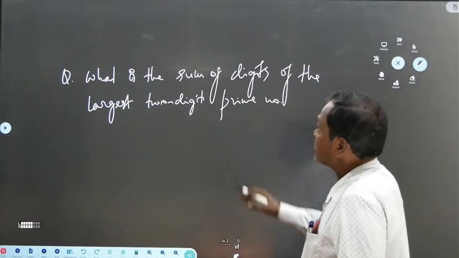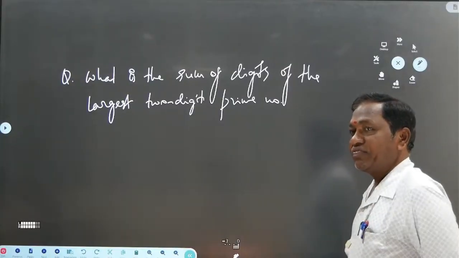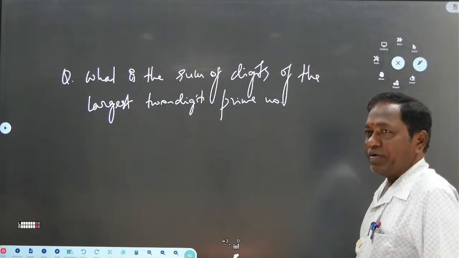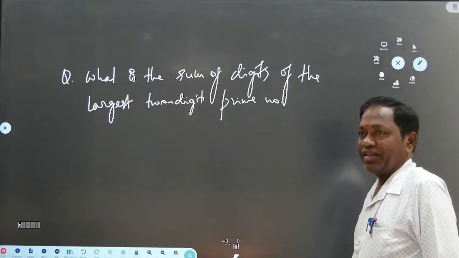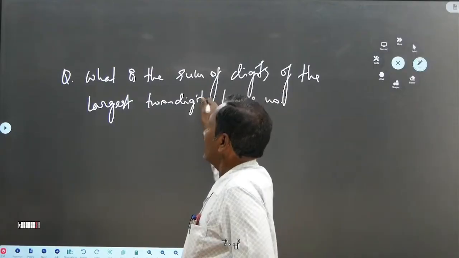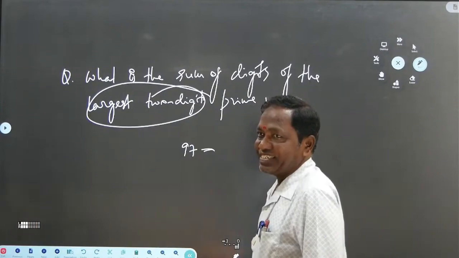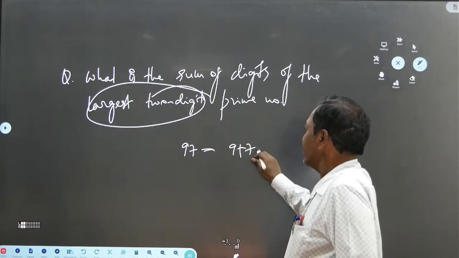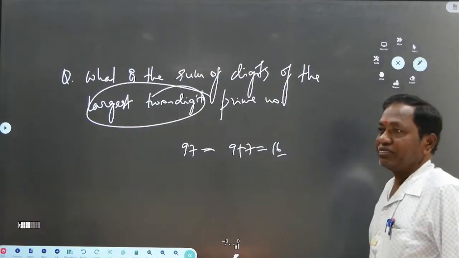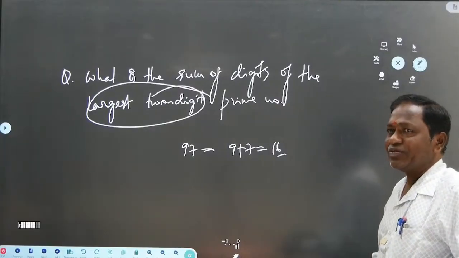Questions are asked in CSAT, especially about digits, sum of the digits, difference of the digits. By seeing this question, people panic. What is the sum of the digits of the largest two-digit prime number? The largest two-digit prime number is 97. The sum of the digits, 9 plus 7, is 16. We need to understand the question.